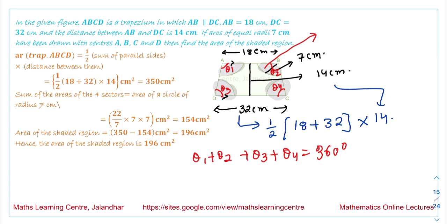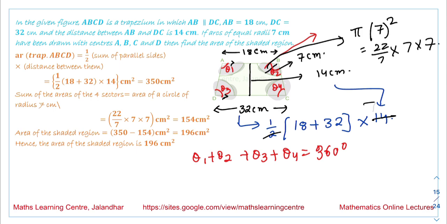So the combined area, the sum of the area of these 4 sectors, is equal to the area of the circle, that is pi r square, where the radius is 7. So it is 22 by 7 into 7 into 7. On solving this value, we will get 154 centimeter square. This is the area of the complete circle. The area of the trapezium is 350 centimeter square.